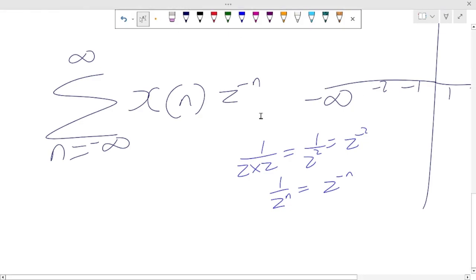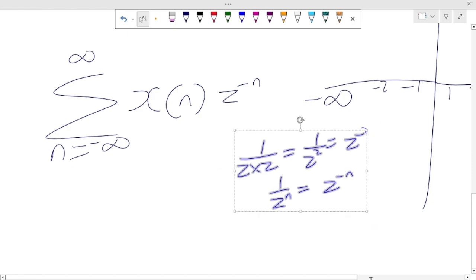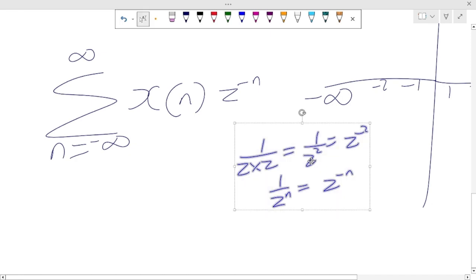Let me move this this way. Let me shift this. All right, let me pack everything. All right, that is what's going on.